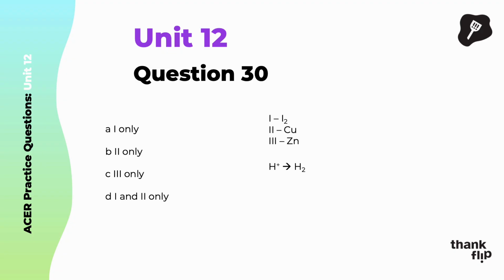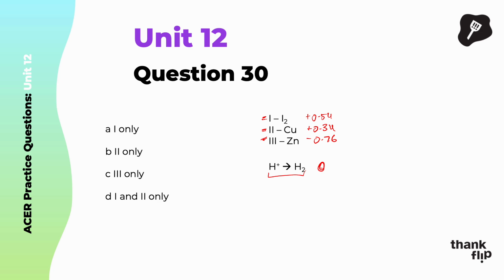Question 30 is quite similar. It's basically asking which of the following, looking at these three, would allow hydrogen ions to be reduced to hydrogen gas. And so we know from the reduction table that the reduction potential of this is 0. Then we just have to look at these three options. So we have positive 0.54 here. Then we have positive 0.34 here, and we have negative 0.76.